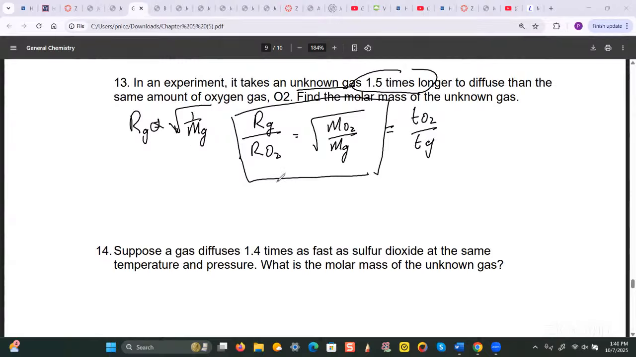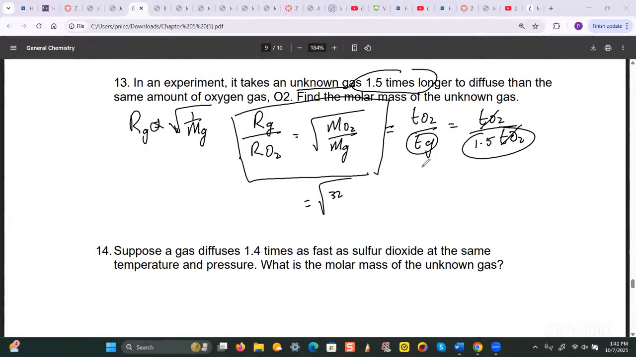Now, the question says that the time of effusion of the gas is 1.5 times that of oxygen. So we can say that the time of effusion of oxygen divided by 1.5 times the time of effusion of oxygen would be equal to this. So we can put that there, and then this would cancel out. And then we can put here the molar mass of oxygen, which would be 32.